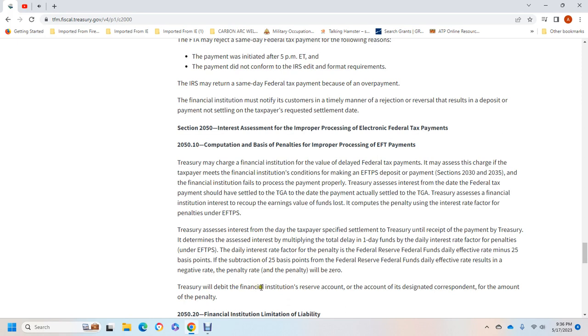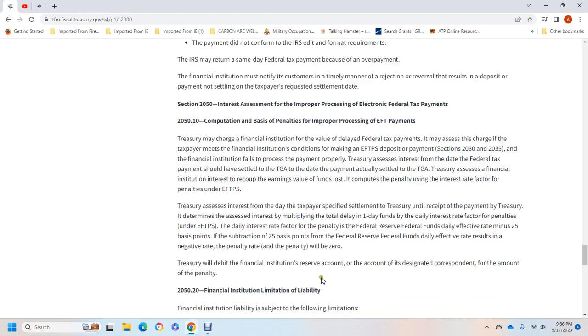Treasury will debit the financial institution's reserve account, or the account of the designated correspondent, for the amount of the penalty.